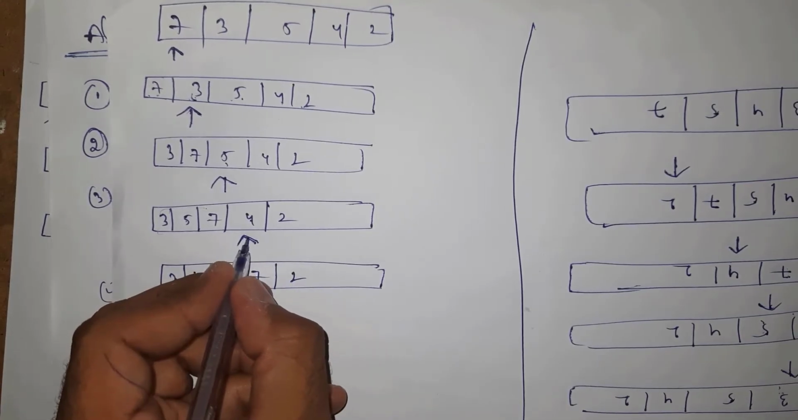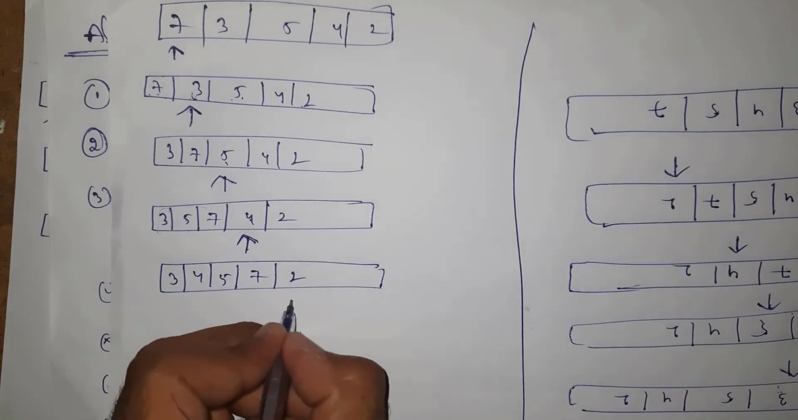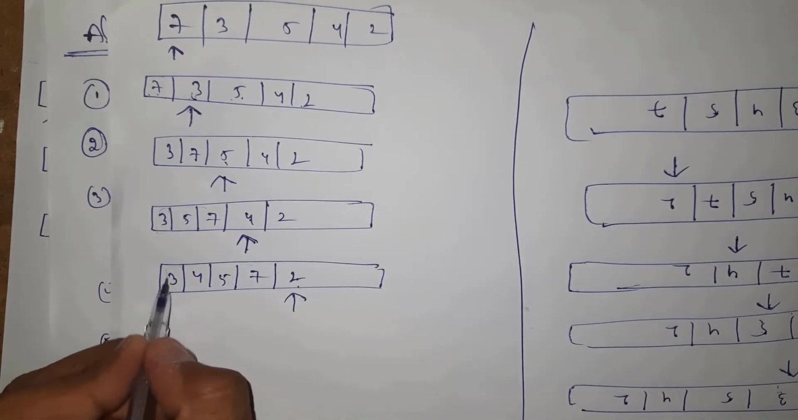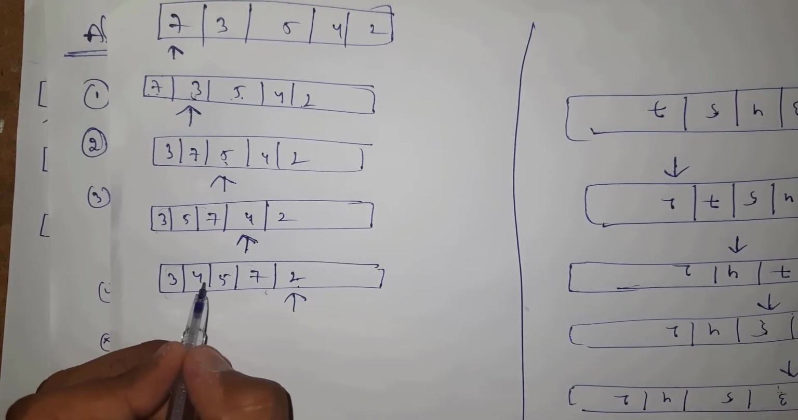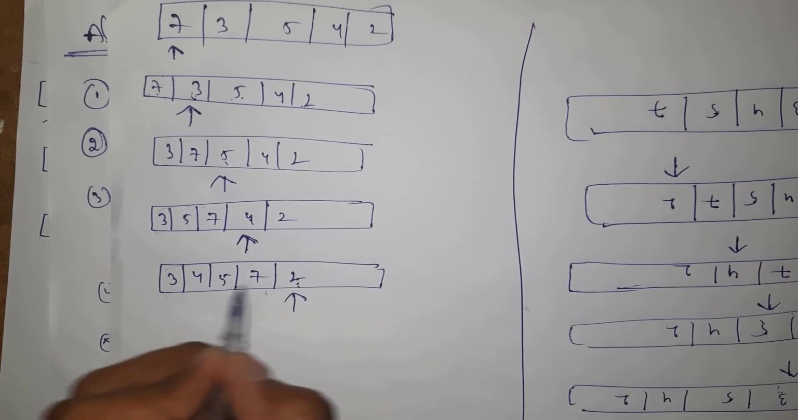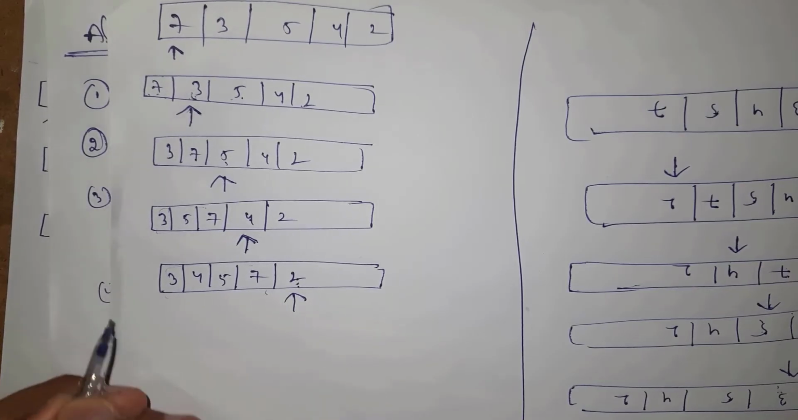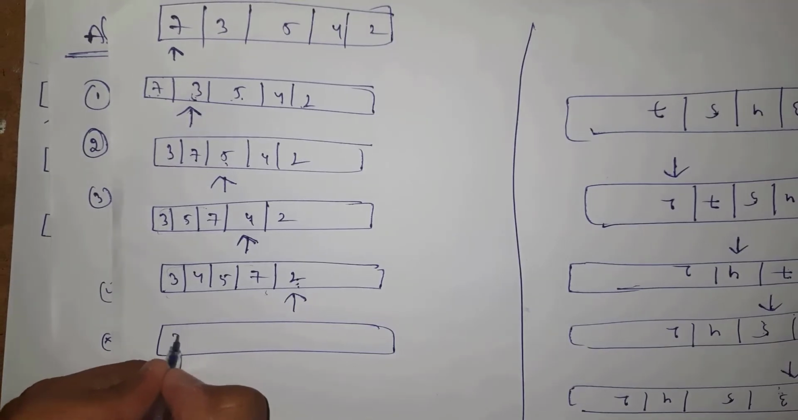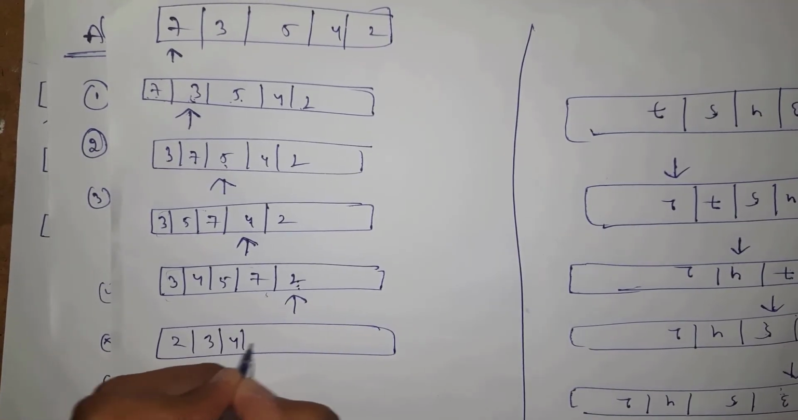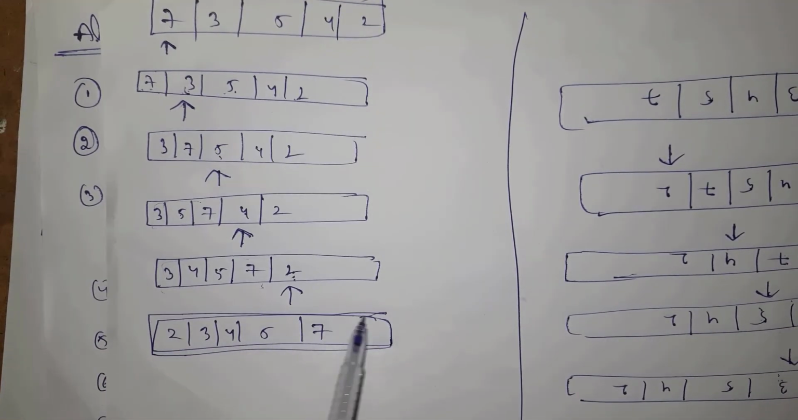At last move the cursor one position forward, that is in place of 2. Now 2 is compared with all the remaining elements, that is 3, 4, 5, 7. Actually 2 must be at the starting position. So arrange this in a sorted manner like 2, 3, 4, 5, 7. Now this is a sorted array. Now all these elements are from small to big.